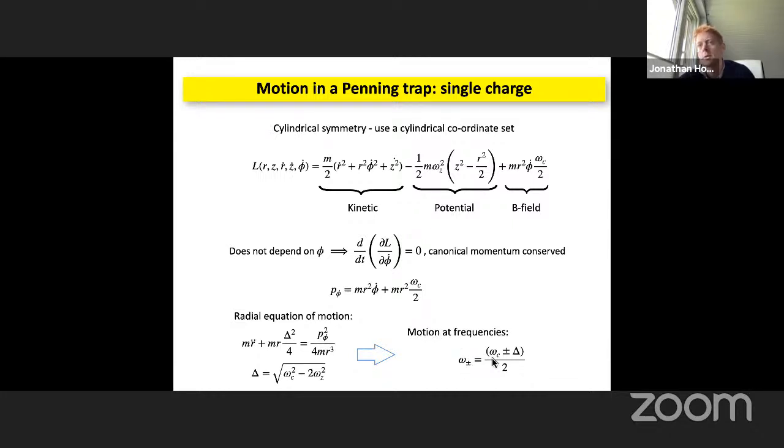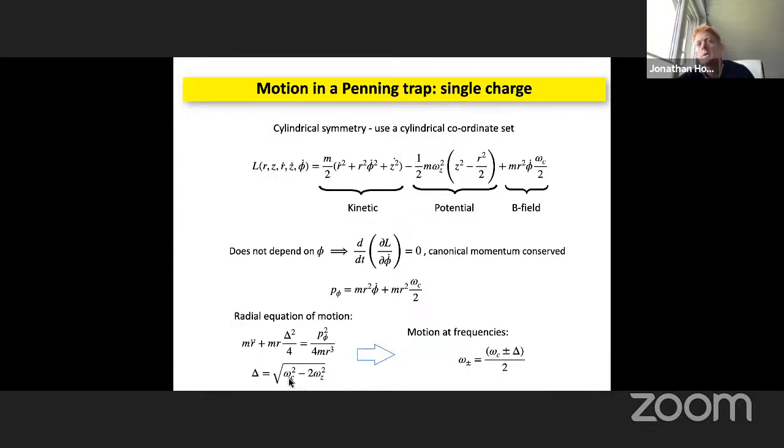The two frequency components are at the cyclotron frequency, which is what you would get if you just had a particle in a magnetic field, plus or minus this component, which is due to both the magnetic field and the anti-confinement of the trap. And I'll come back to where that's coming from in a moment.